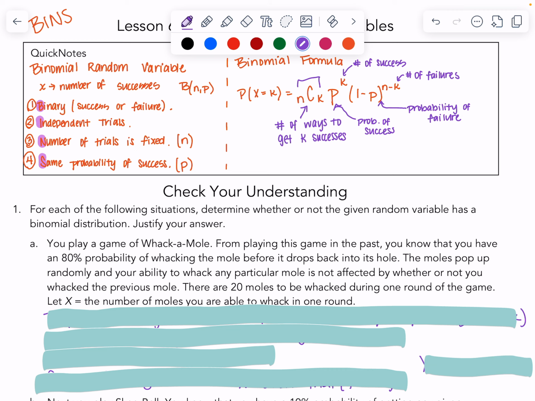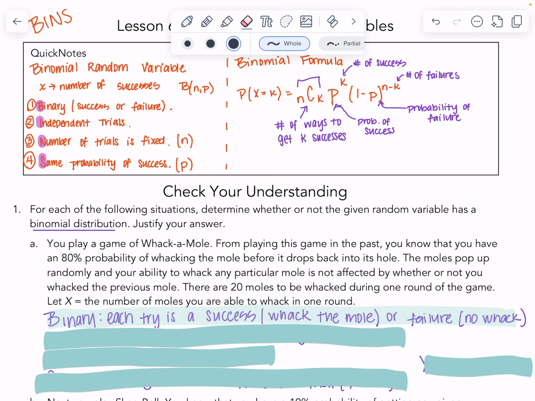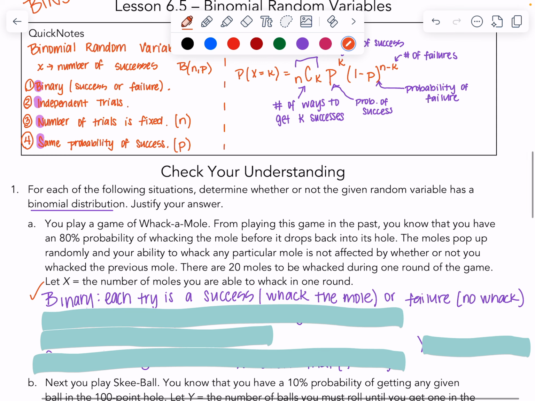So we're checking to see if we have a binomial setting. So that is where our acronym comes in. So binary, success or failure. Do we have a success or failure in this round, or in this problem? And we do, because we're either going to whack a mole or we are not going to whack a mole. So the binary condition is met. So each try is a success or a failure.